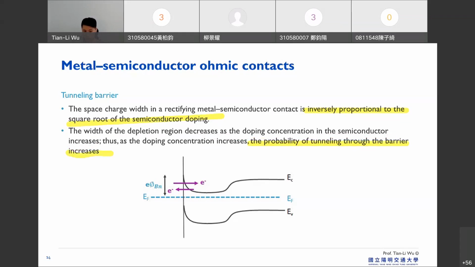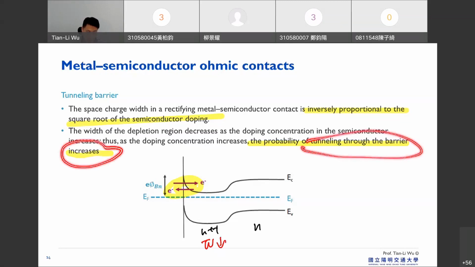So we can see that in this case we can have electron tunneling in this region, because this one is N and this one is N plus plus. Once we increase the concentration, our depletion width decreases, and then the probability of tunneling through the barrier increases. So this is also one possibility to make the ohmic contact.